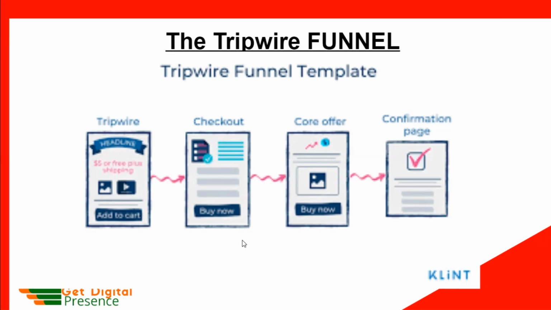As you can see, this is a standard tripwire funnel. A tripwire, that's a low ticket product, then they check out, they buy the product. After the checkout, you send them to the core offer, the high ticket offer that you are selling. You send them to that page, they buy the product, and then they come to the confirmation page. So that is that for the tripwire funnel.